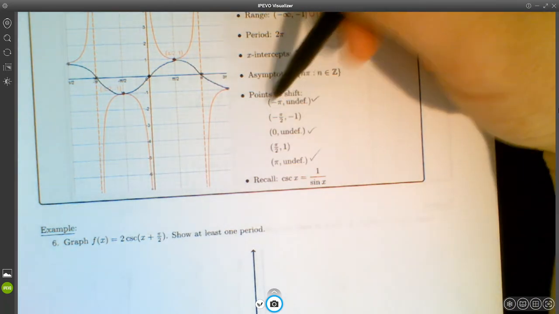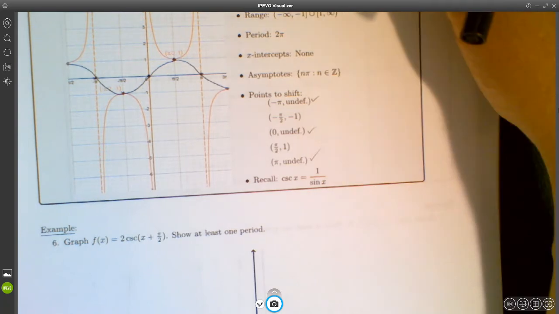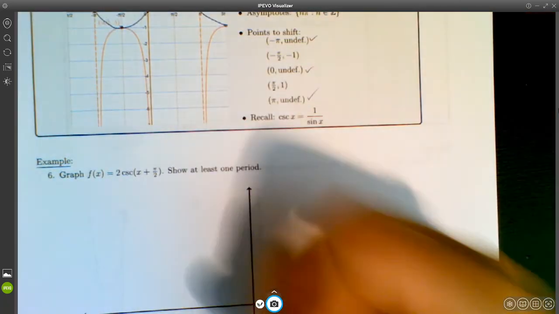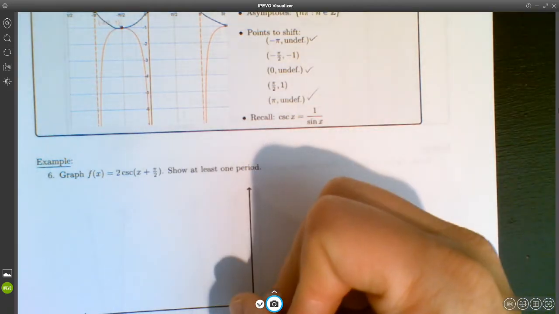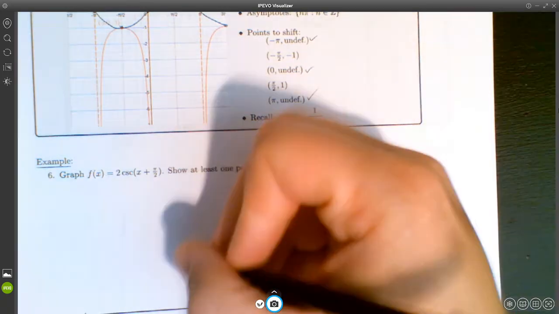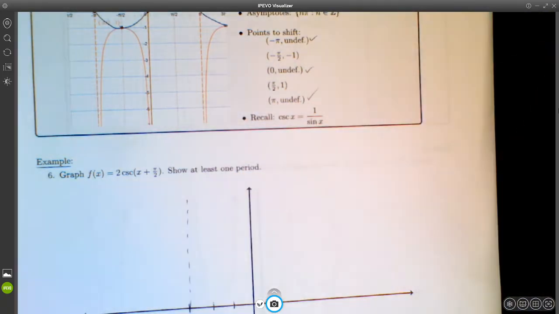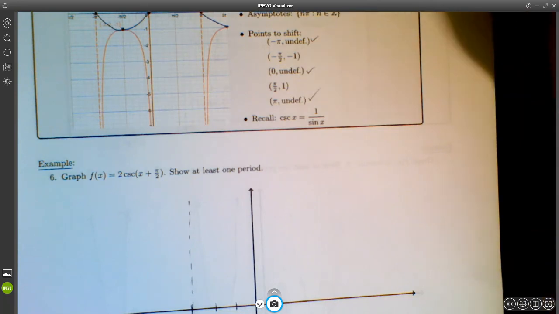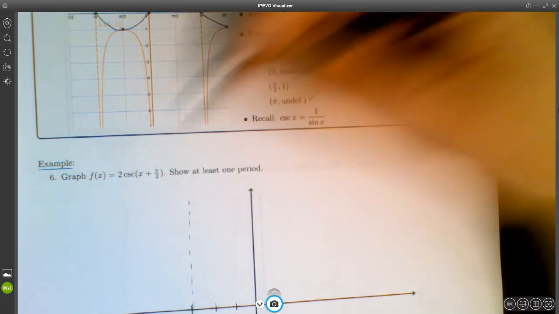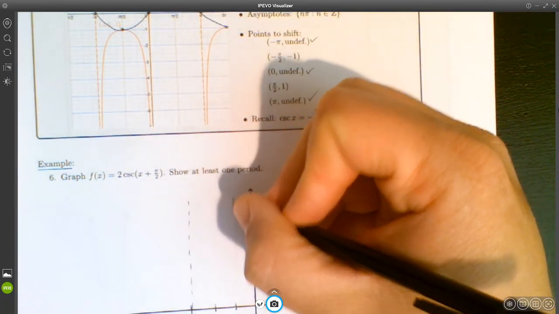So this asymptote's at negative pi, but I'm going to shift it left pi over 2 units, so it's really going to end up at negative 3 pi over 2. I'm just going to go in increments of pi over 2. So if I have pi over 2, negative 2 pi over 2, and then negative 3 pi over 2 would be right there. So there's one asymptote. I usually have another asymptote at 0, but again it's going to be shifted left pi over 2 units. So there's another asymptote.